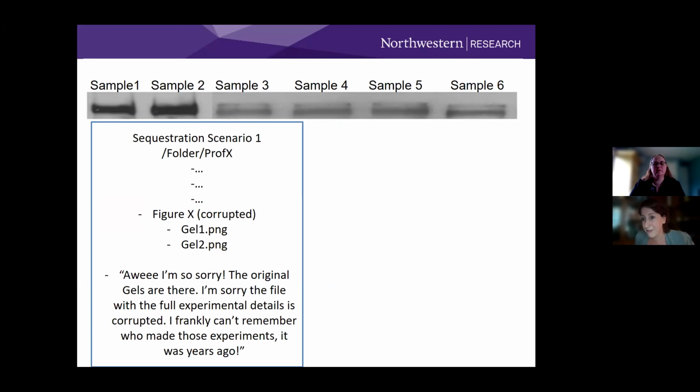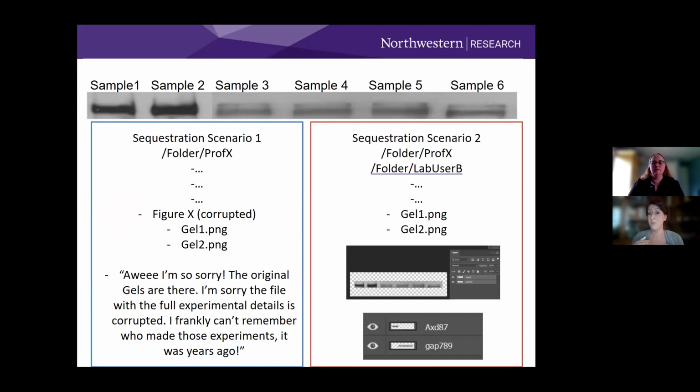Now, let's try to imagine a different world. One in which, for instance, the blogger, instead of publishing the concern, comes to us first. In that case, we might have a different outcome. Something like we sequester the folders and we find another subfolder relative to abuser B, where we can find gel 1, gel 2, and we also find the Photoshop file where the 2 gels were put together. And each one of them has some sort of weird name. Each one of the layers that were used has a weird name, AXT87, GAP 789.